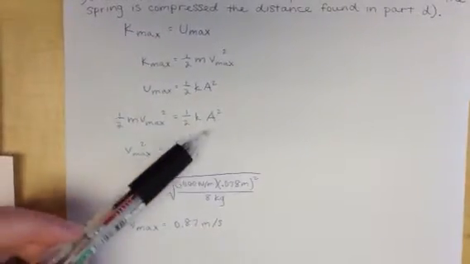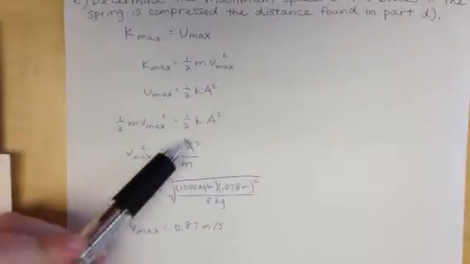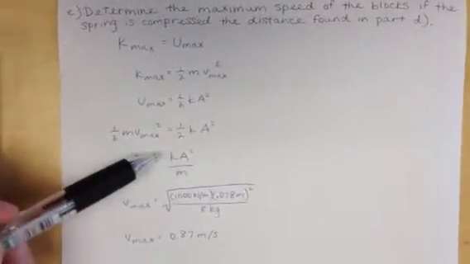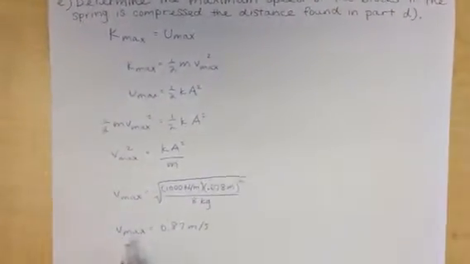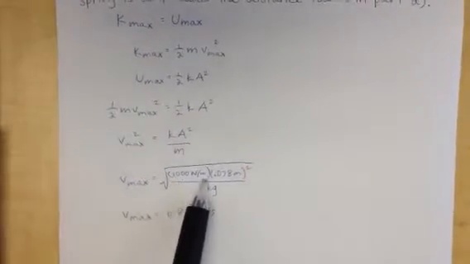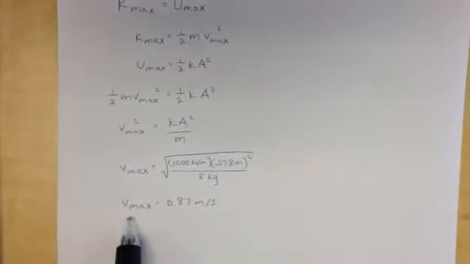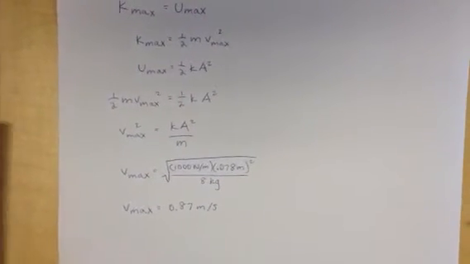So now we can set the two equal to each other. The 1/2s will cancel out. So then you're going to be left with v max squared equals k a squared over m. Plug in your values: 1,000 for k, 0.078, which we found previously, for a, and 8 kilograms for m. And when you solve, you get the maximum velocity is 0.87 meters per second.